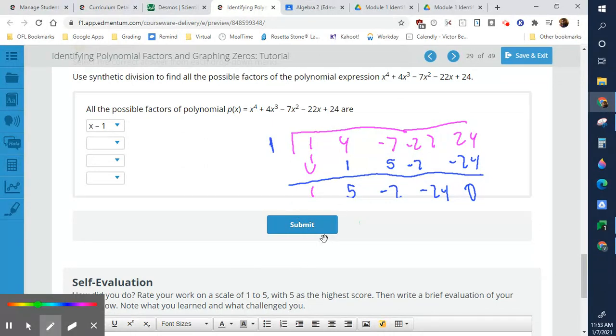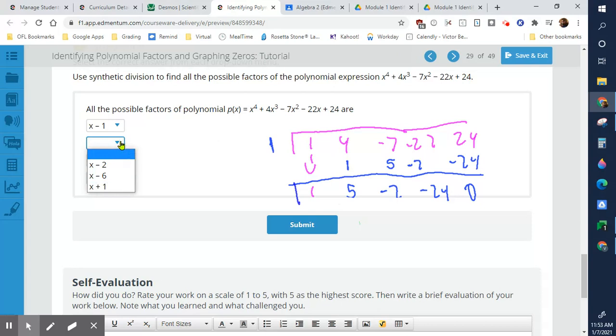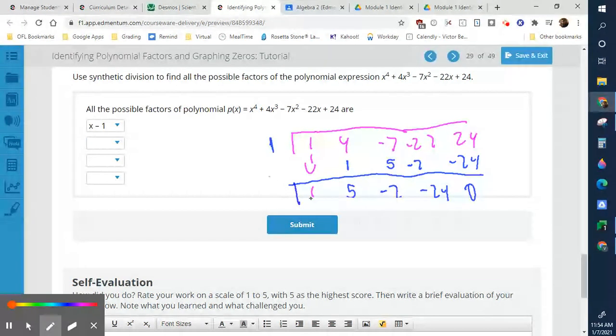So I have to bring down the 1. 1 times -1 is -1, so this becomes a 4. 4 times -1 is -4, so I'm going to bring that down. This is going to be -6. -6 times -1 is +6. Oh my god, it did metagame me. And this is 18. So that is not a factor. So I'm willing to bet I tried to metagame them and they ended up metagaming me back.